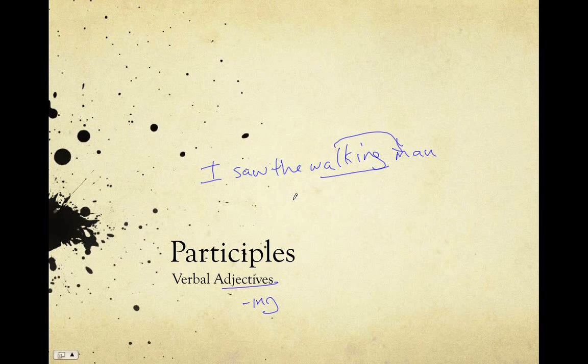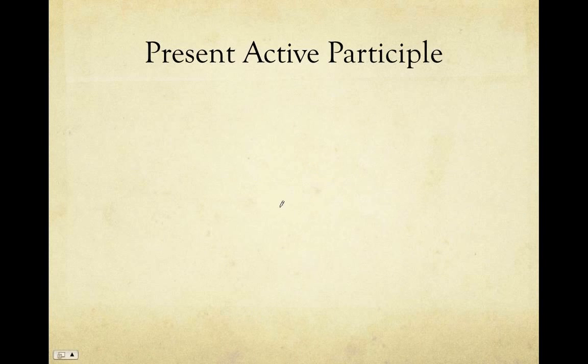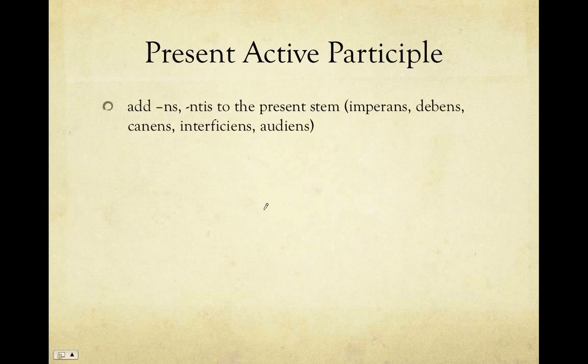And we'll find that participles come in three different tenses: present, future, and perfect. And also that they can be active or passive. But there are some catches. So the first of the participles you're going to run into is the present active participle. You form the present active participle by adding ns, or in the genitive, ntis, to the present stem.